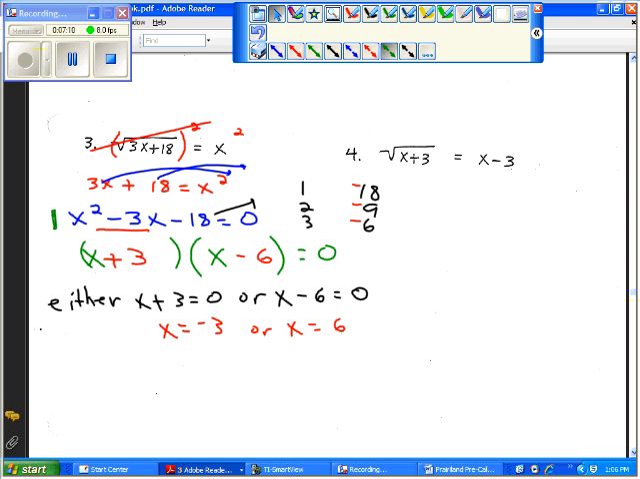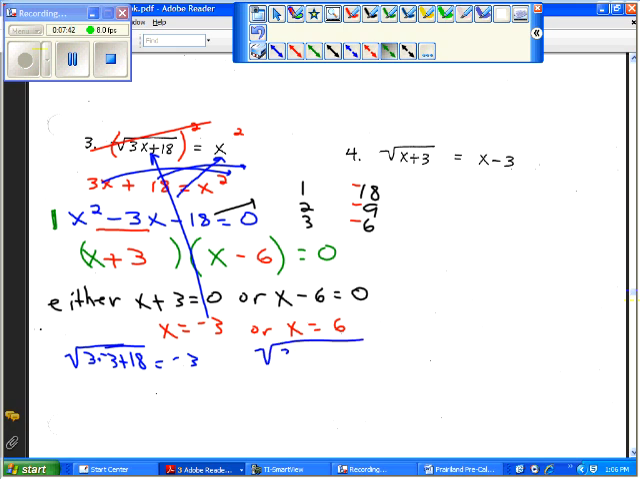So we have two possible solutions, but we need to check both out to see if they really work or not. But we got there. So we're going to take the negative 3, plug it both places, right? So you would have square root of 3 times an x of negative 3 plus 18 needs to come out to be equal to my x, which is negative 3.